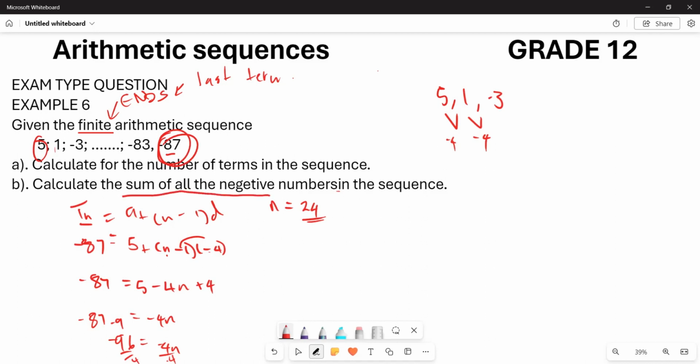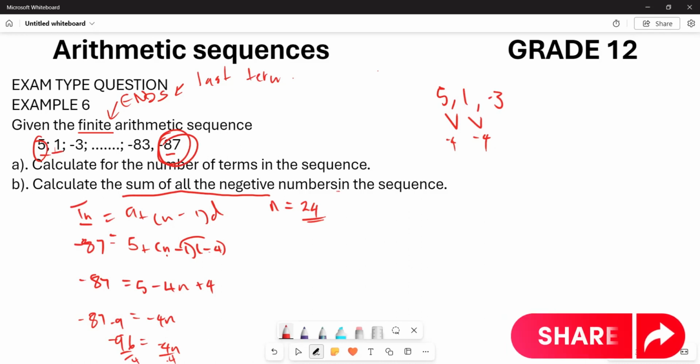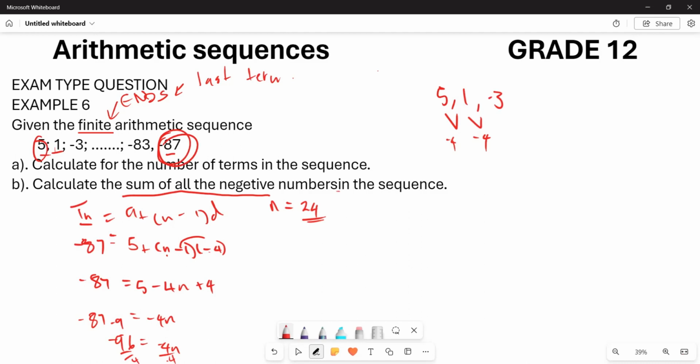Now, if you look at the 5 and the 1, can you see that the 5 and the 1 are not negative numbers, right? So since those two are not negative numbers, we are going to subtract for the n. So which means now the n for negative numbers, it's going to be what? It's going to be equal to 22. That's going to be the first thing.